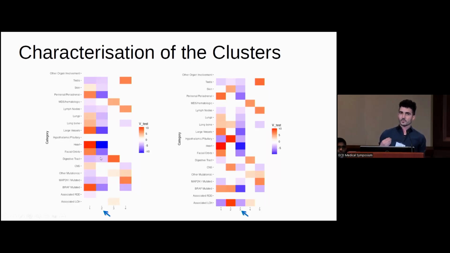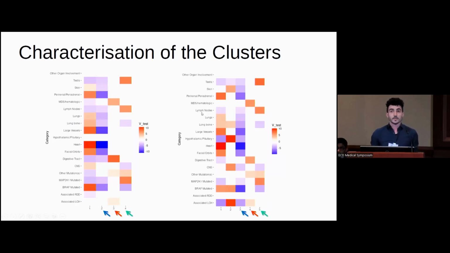You don't have any organ that is very frequently involved in this cluster. And it remains the same from the model with 4 to the model with 5 clusters. This second one is a cluster which is driven by a high frequency of digestive tract involvement symptoms and an association with other hematological disorders such as MDS. And again, this remains the same in the models with 5 clusters.